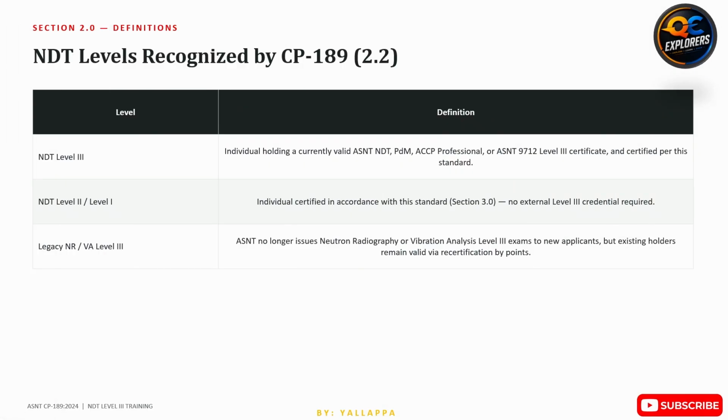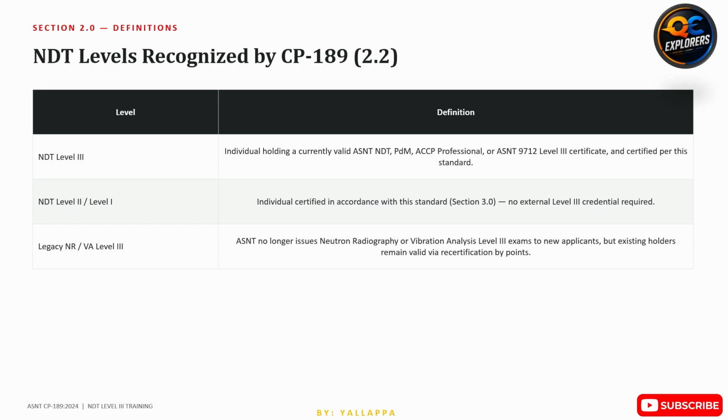After understanding the terminology, let's look at the qualification levels recognized by CP-189. The highest technical level is the NDT Level III. To qualify, the individual must hold a current ASNT Level III, ASNT 9712, ACCP Professional, or approved equivalent credential, and must also be certified by the employer in accordance with CP-189. The Level 3 is responsible for procedures, technical guidance, examinations, and certification activities.